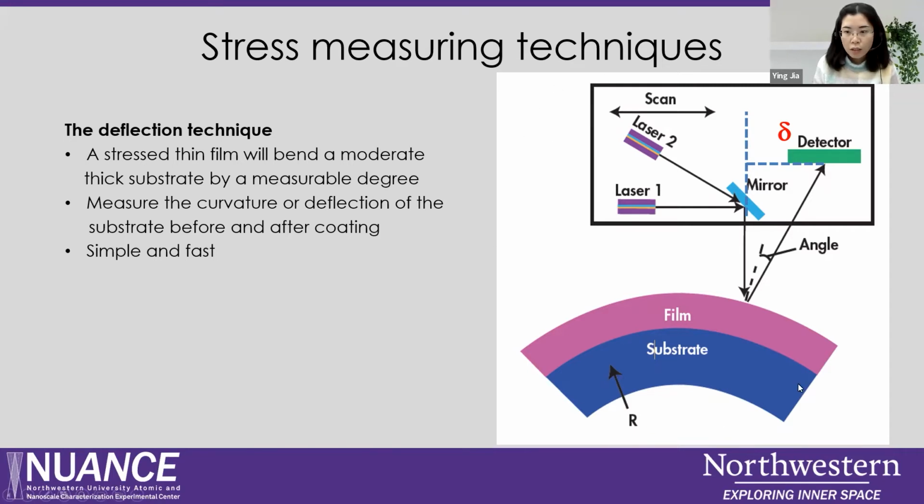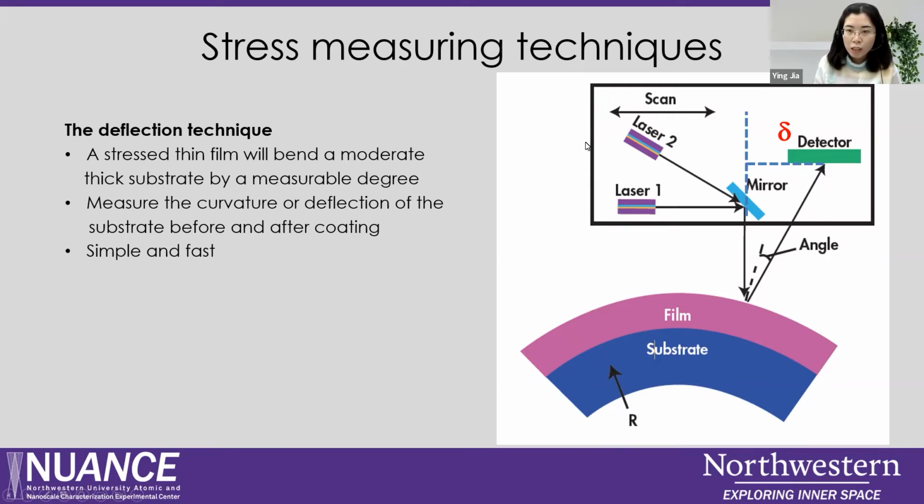So I show the diagram here. It's based on the assumption that the stressed thin film will bend a moderately thick substrate by a measurable degree. So this is a film with substrate and it's bent a little.